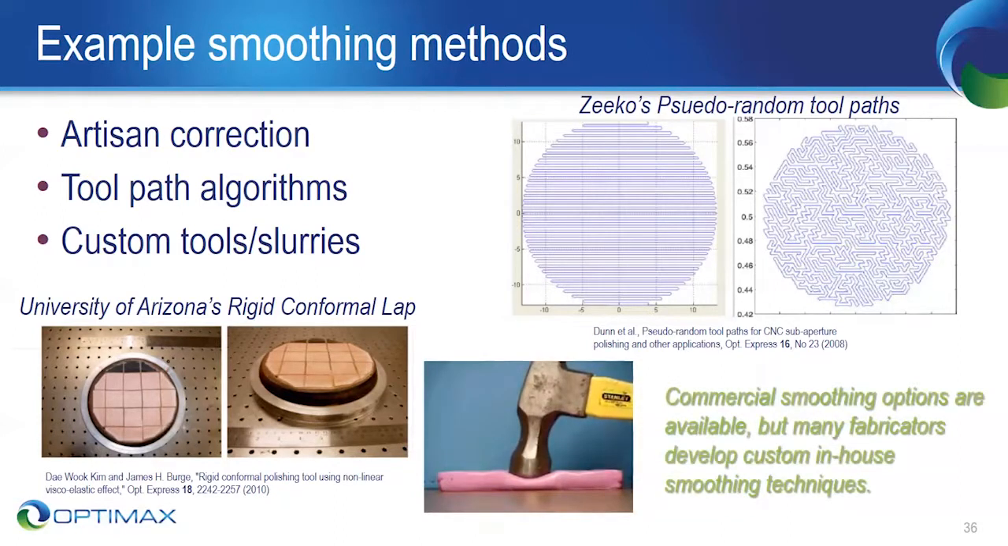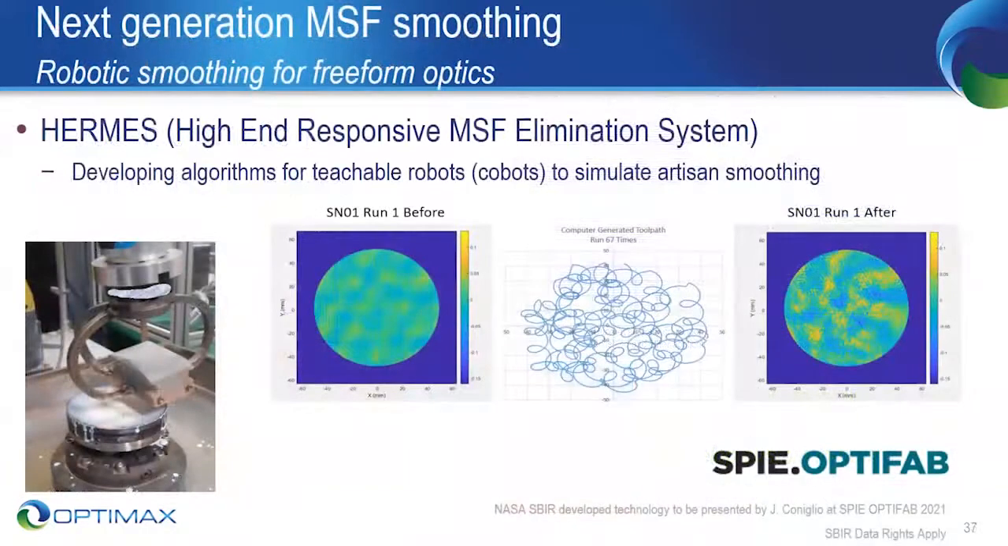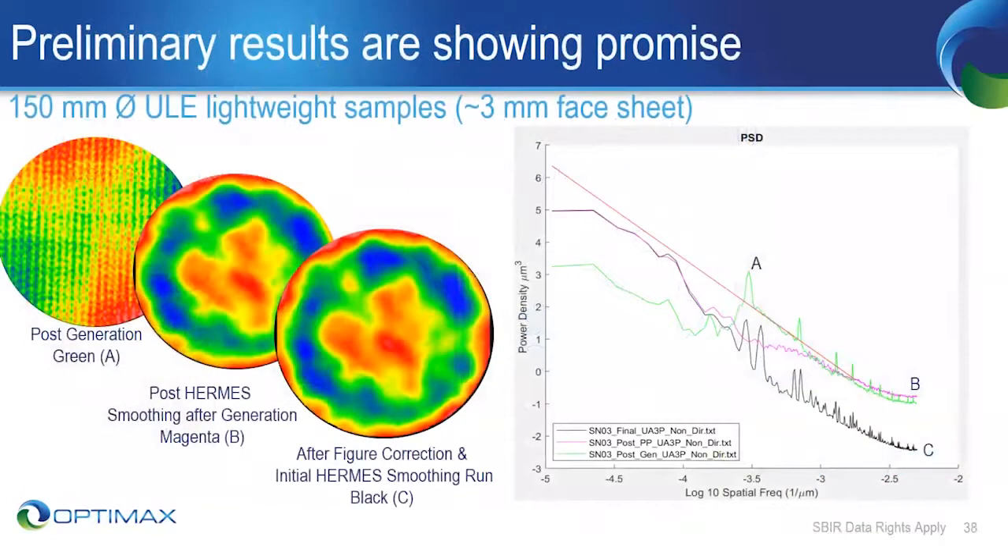And there are a lot of commercial smoothing options available, but many fabricators develop in-house smoothing techniques because it's custom to their processes. An example that is going to be presented at OptiFab in 2021 is next generation smoothing using robotic smoothing for freeform optics. This is a platform referred to as Hermes, a high-end responsive mid-spatial frequency elimination system, developing algorithms for teachable robots or cobots to simulate artisan smoothing. And I don't want to steal any thunder, but the preliminary results are showing a lot of promise. So I do recommend checking out this paper.